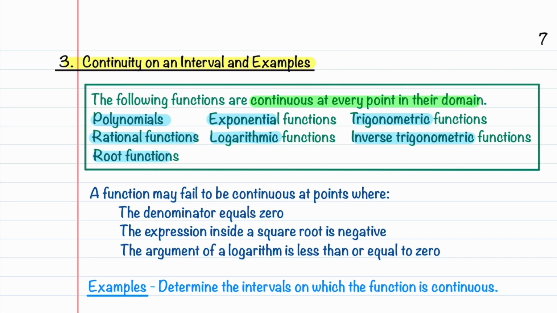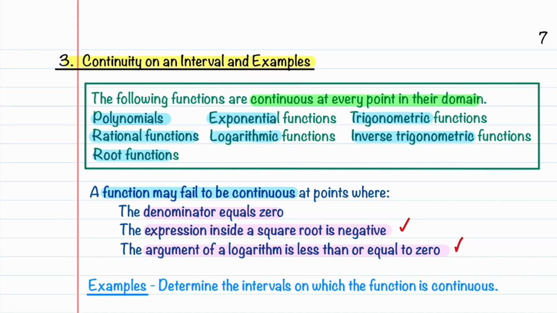Just as a guide, we can say that a function may fail to be continuous at points where the denominator equals 0, an expression inside a square root is negative, and an argument of a logarithm is less than or equal to 0. A square root is only defined for a function that is greater than or equal to 0, and a logarithm is only defined when what is inside the logarithm is greater than 0. Not even equal to 0. It has to be greater than 0.